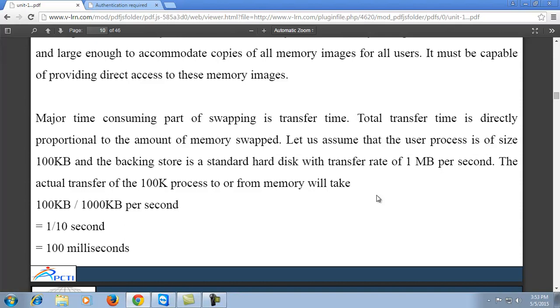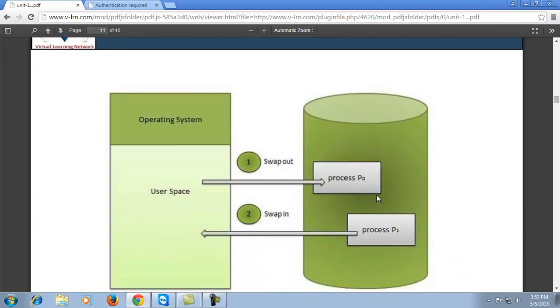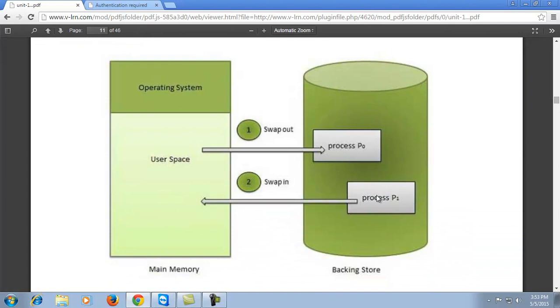Let's assume that the user process is of size 100 kilobytes and the backing store is a standard hard disk with a transfer rate of 1 MB per second. The actual transfer of the 100K process to or from memory will take 100 kilobytes divided by 1000 kilobytes per second, which is 1/10 second, or 100 milliseconds. This is the diagram representing swap out and swap in.